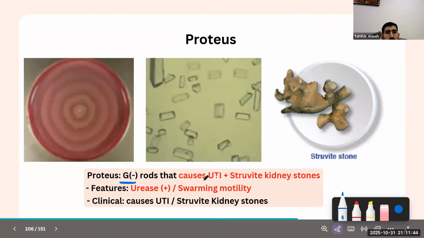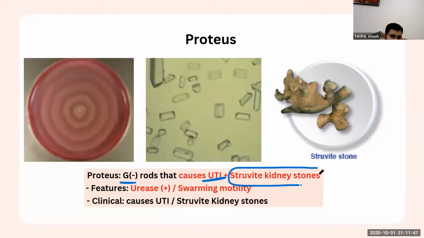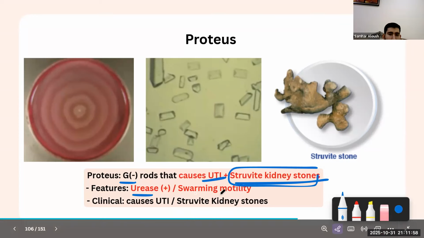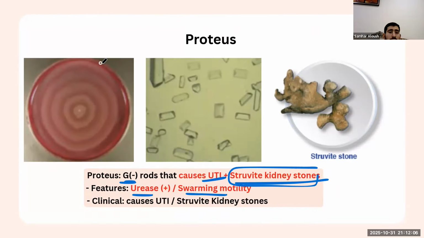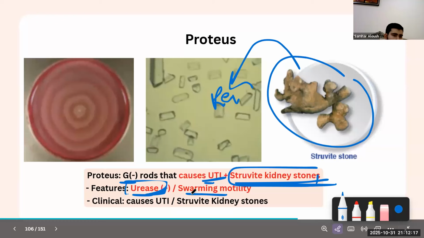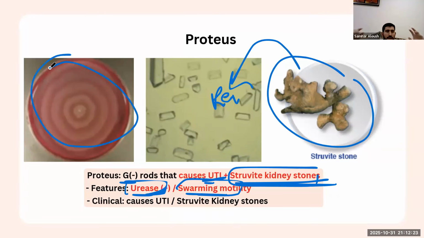Proteus is gram-negative rods, causes UTI, and causes tri-ple phosphate kidney stones. So in all cases, if they said UTI, you choose E. coli. But if they mention special features of Proteus, such as kidney stones, urease positive, or swarming motility, then it's Proteus. So Proteus is gram-negative rods. It will appear like this, by the way, because that's what gram-negative rods look like. It causes UTI, and it causes kidney stones, and we agreed that they appear as a rectangle. Features: it's urease positive, you need to memorize that, and Proteus has swarming motility, which is this appearance. It's like swarming, you know.